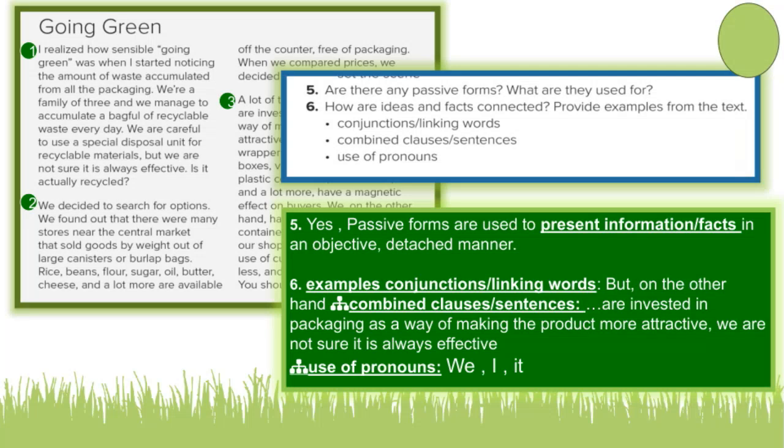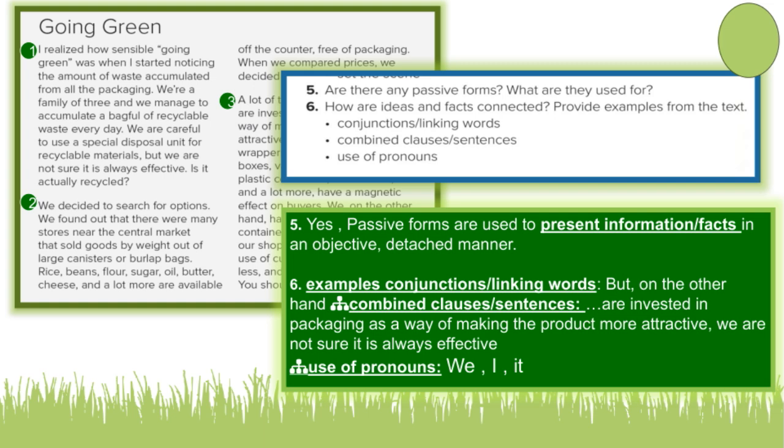All right, now let's look at how passive forms are used in writing. They help present information or facts in a way that feels more objective and detached. This means we're focusing on the information itself, rather than who is doing the action. Moving on to some examples with conjunctions and linking words.